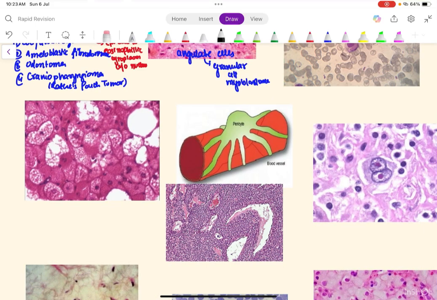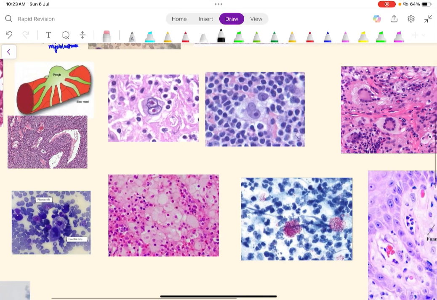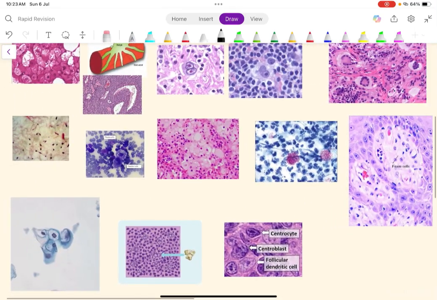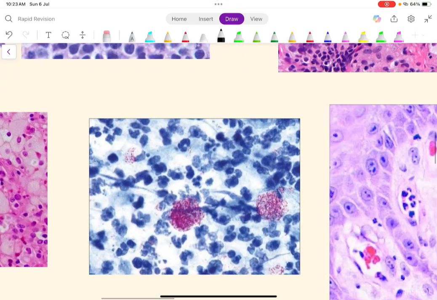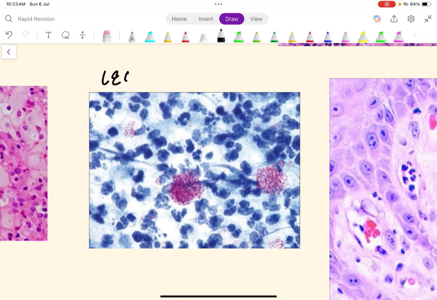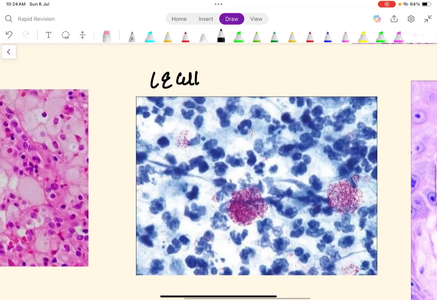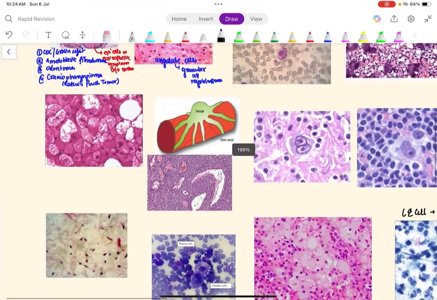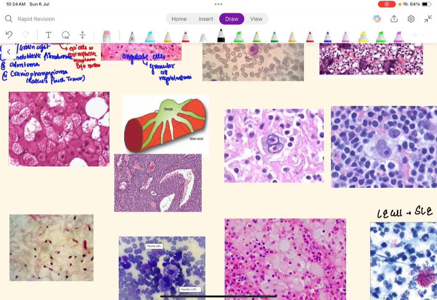Okay, now coming on to this, first of all we have to look at one more thing which I forgot. So this is our LE cell. Now what is LE cell? It is a rosette of neutrophils which surrounds a pale nuclear mass. Oh sorry, this is not lepra cell. This is SLE, seen in SLE. Fine. Now let's go to the next.